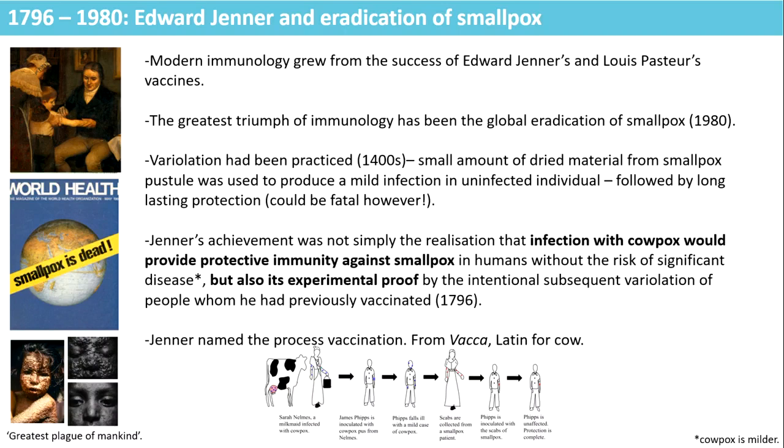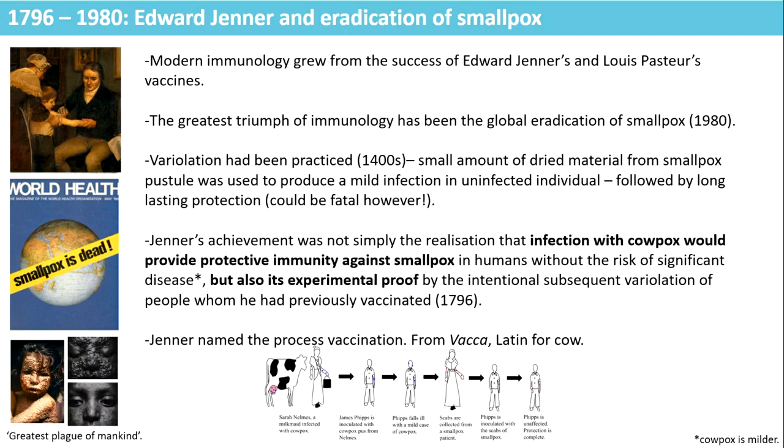Even as far back as the 1400s in China, people were practicing variolation. This is where you would take a small amount of dried material from a smallpox scab and use it to create a mild infection, hopefully, in an uninfected individual, and this would be followed by long-lasting protection. But as you can imagine, this is a bit of a game of Russian roulette, and it could be fatal, and it's not controlled at all.